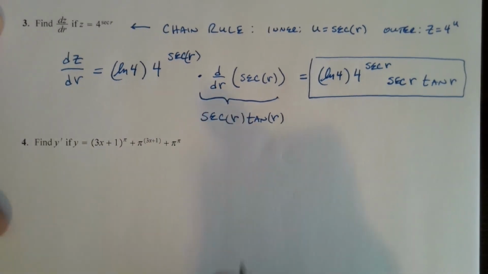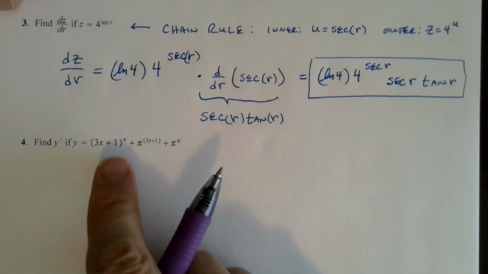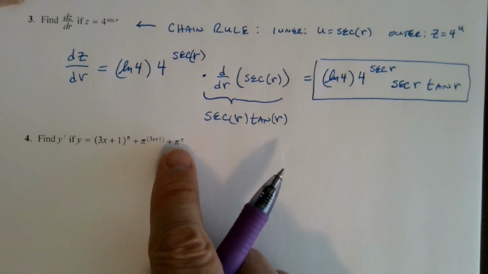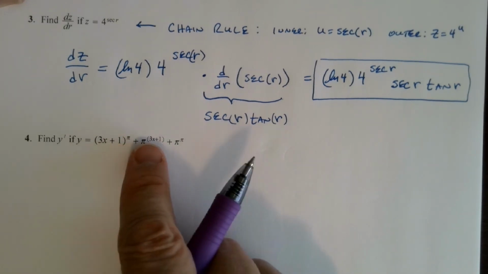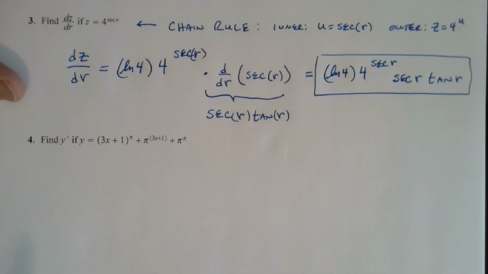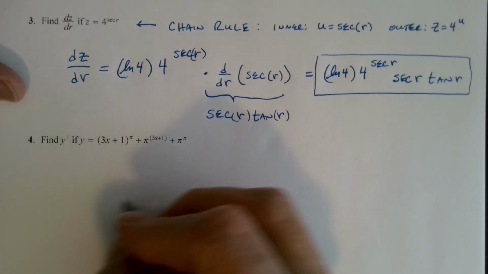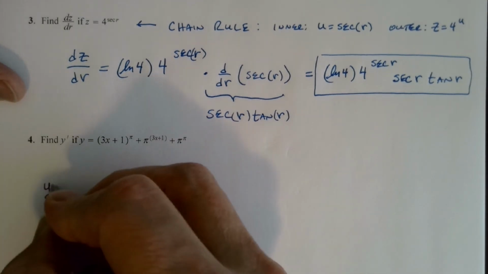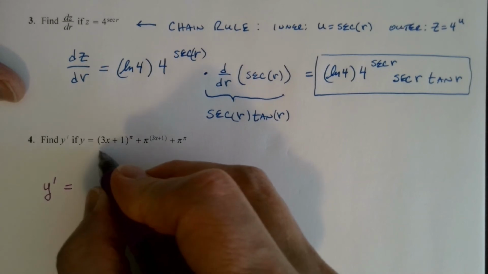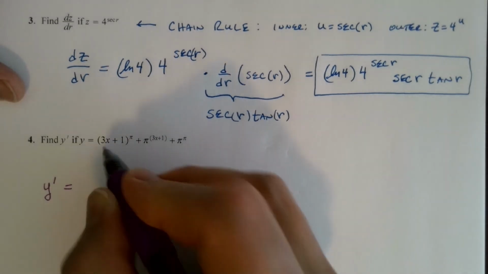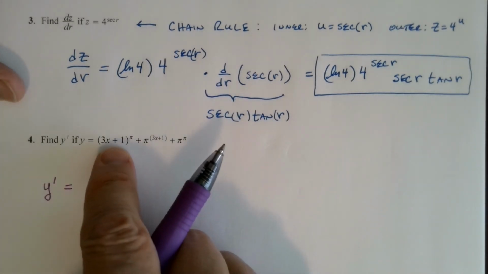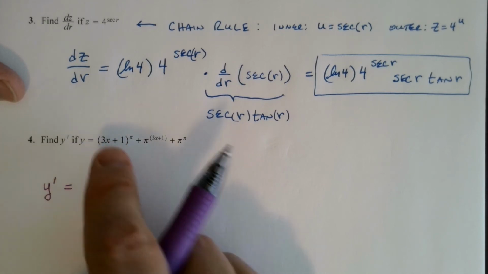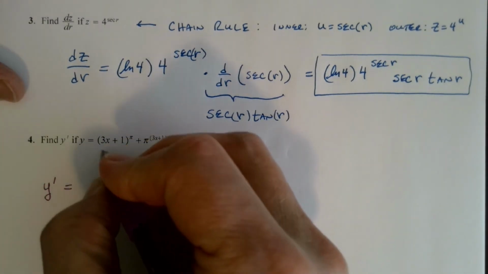Okay, so let's see what we have here. I've got the sum of three functions, so I'm going to take the derivative of each one by the sum rule. And what do I got here? I got chain rule, right? What's the inner function here? Inner function here is 3x plus 1.